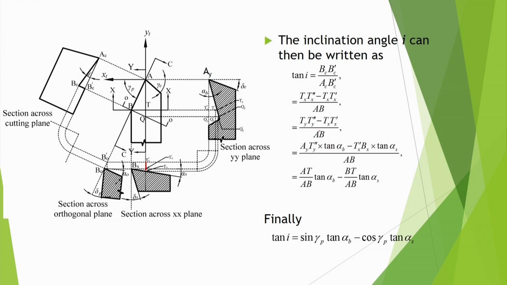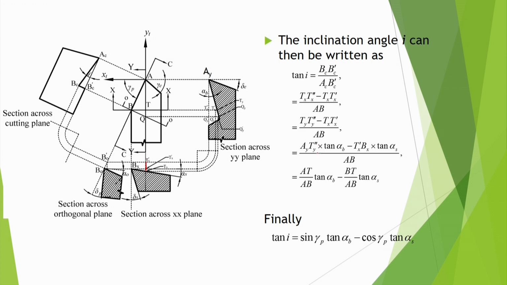Now Ty double dash is basically AC, Ay, this point is Ay, Ty double prime is on the top, into tan alpha b. It is obvious tan alpha b is equal to basically height divided by the base, and Tx prime, this will be apparent in this view in which side rake angle is visible, that will be minus Tx prime Bx into tan alpha s and divided by AB. This much will be there.